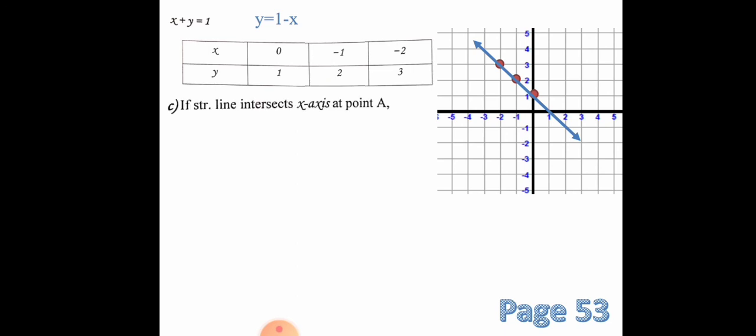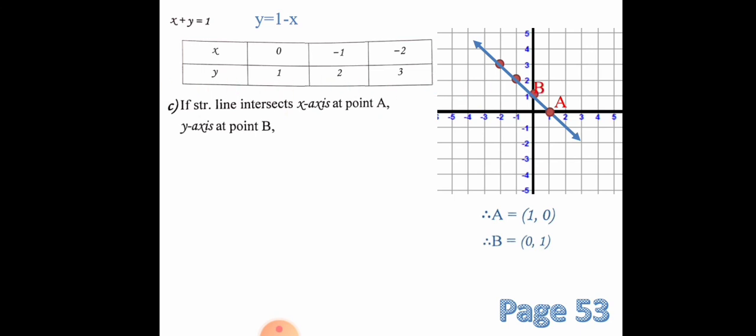Now in question C, the straight line intersects the x-axis at point A, as we have seen in question A, and point A, as we said, has coordinates (1, 0). This is the place of point A, where the line intersects the x-axis. And the straight line intersects the y-axis at point B, and we said point B, as in question B, is (0, 1). This is the place of point B.